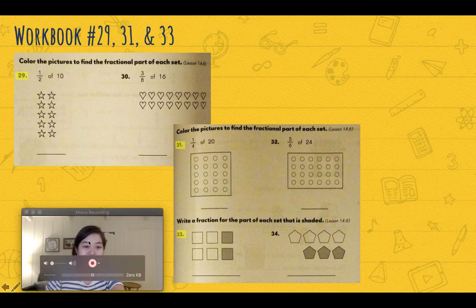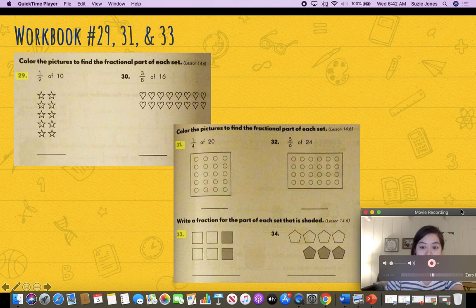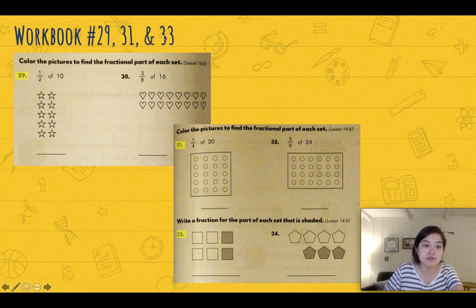Hey, how was it? So, let me just move this over here. Okay, let's look at this. It says color the pictures to find the fractional part of each set. Okay, so 1/2 of 10. First of all, I'm going to look at my fraction and see if I can separate this into equal groups, because my fraction shows the number of equal groups. So 2 is the total number of equal groups, and the 1 in my numerator shows me what I should color.